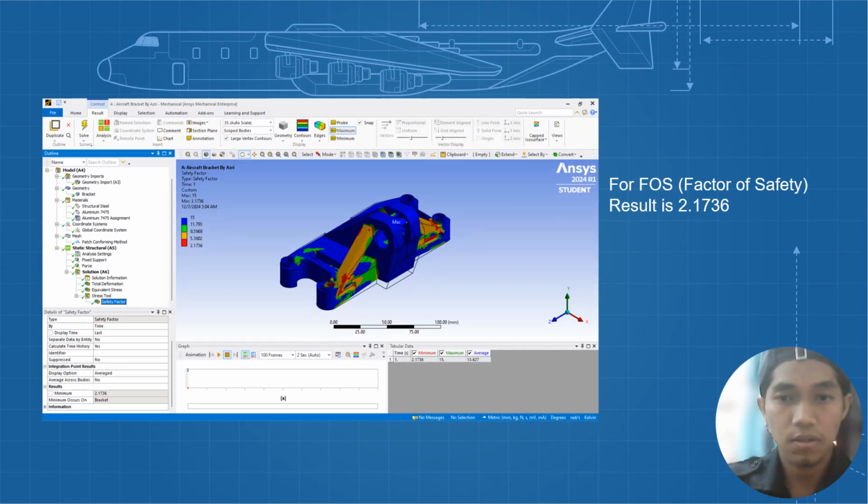As for the factor of safety, this new design also achieves a higher factor of safety, increasing from 1.1 for the original to 2.1, by ensuring even stress distribution and incorporating reinforcements in critical areas. This made the bracket capable of withstanding higher loads with greater safety margins.